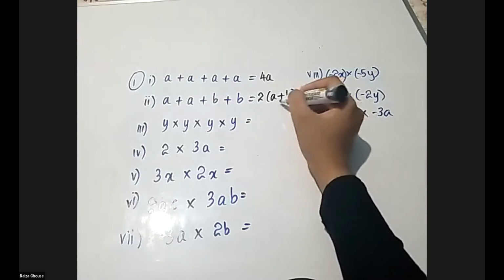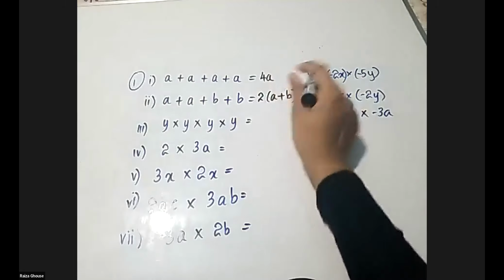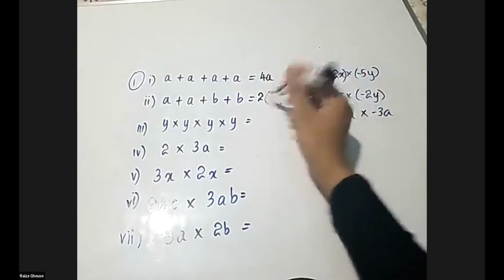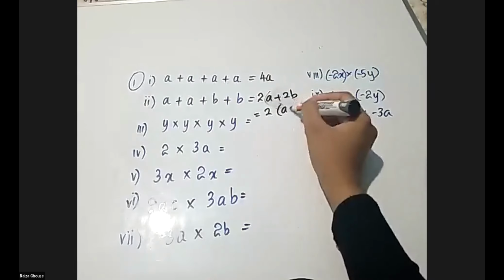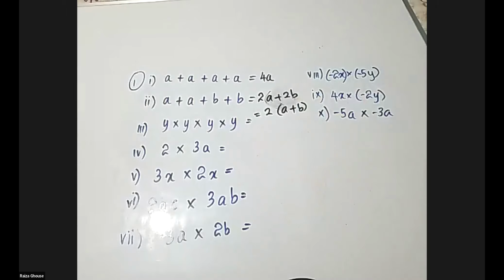But how did this come? It came from 2A plus 2B. 2 is common, and this is the simplified answer.